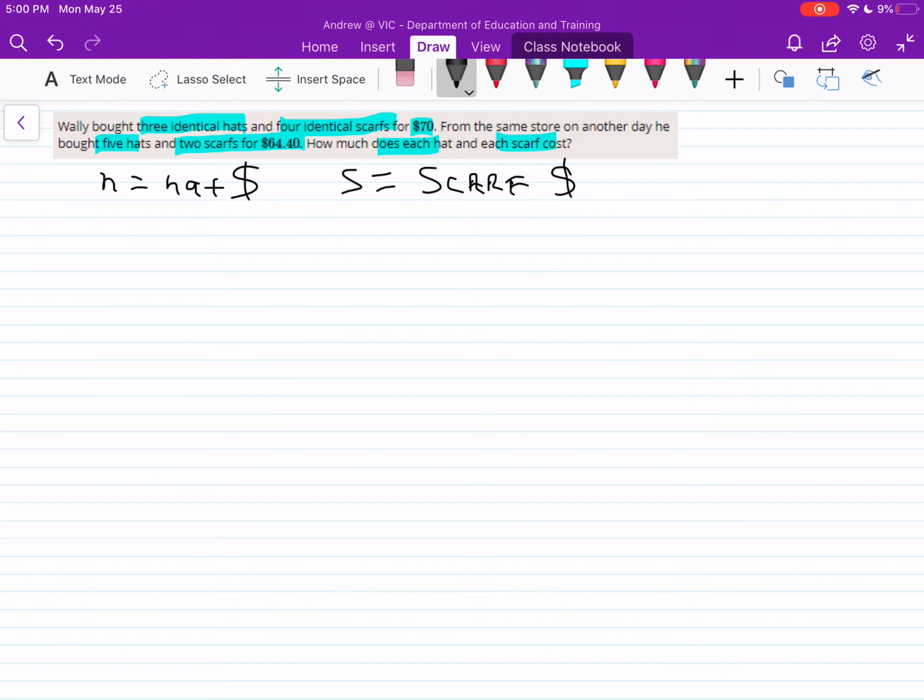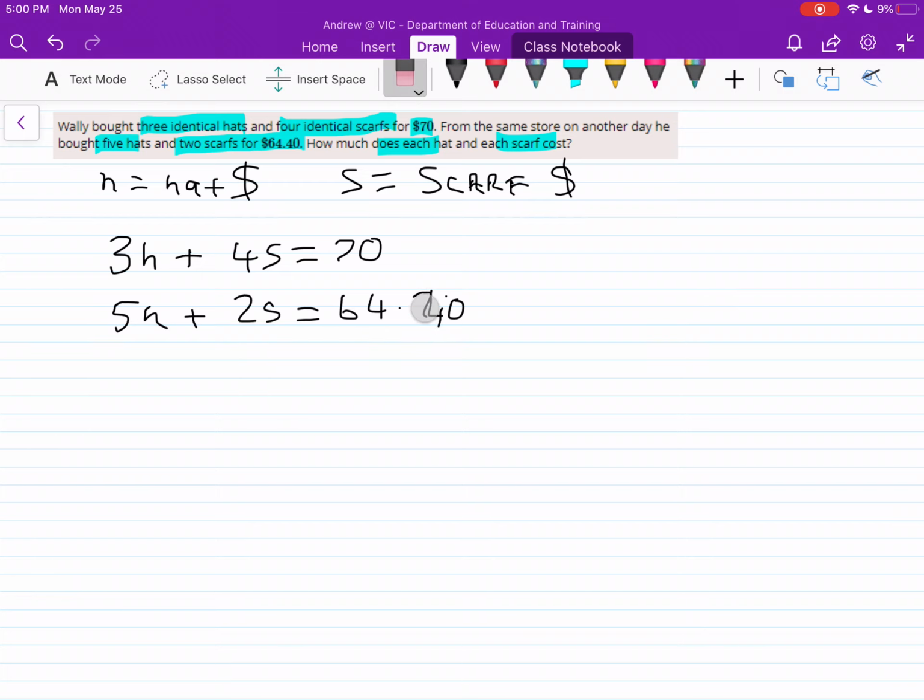Okay, so first off, they had 3 identical hats and 4 scarves for $70. So we can say 3 identical hats is just like saying 3H, and 4 scarves, 4S, is going to equal 70. Alright. Same store another day, he bought 5 hats, so 5H plus 2S was equal to 64.40. So this is how you can break down these worded questions into simultaneous equations.